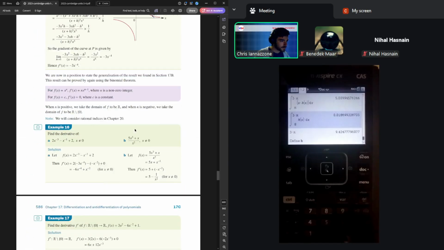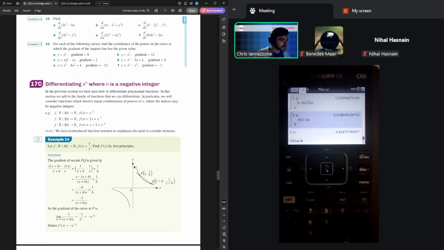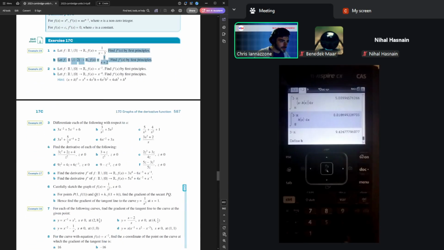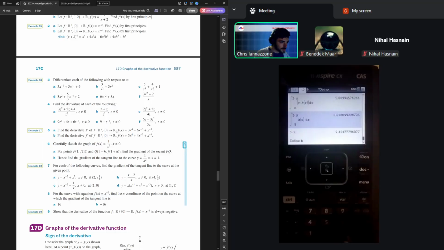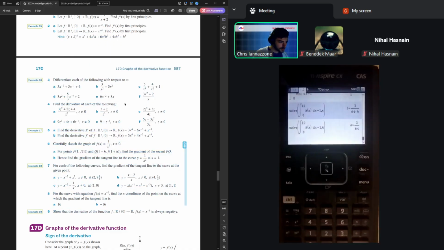What's going on here? Differentiating x^n where n is a negative integer. Cool. Okay. They've done a bit of first principles stuff. Were there any parts of these in particular that you were struggling with, or was it more just the whole bit to do a bit of a refresher on?